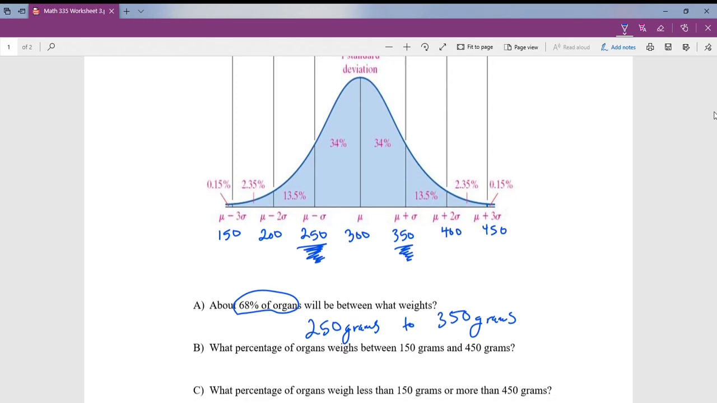Part B. What percent of organs weigh between 150 grams and 450 grams? So we'll look up 150 grams, that's this number here. And 450 grams, that's this number here. So we can add all of these areas in from 150 all the way to 450. But that's going to take a lot of effort. That's going to take a lot of time. If you look carefully, the work is already done for us.